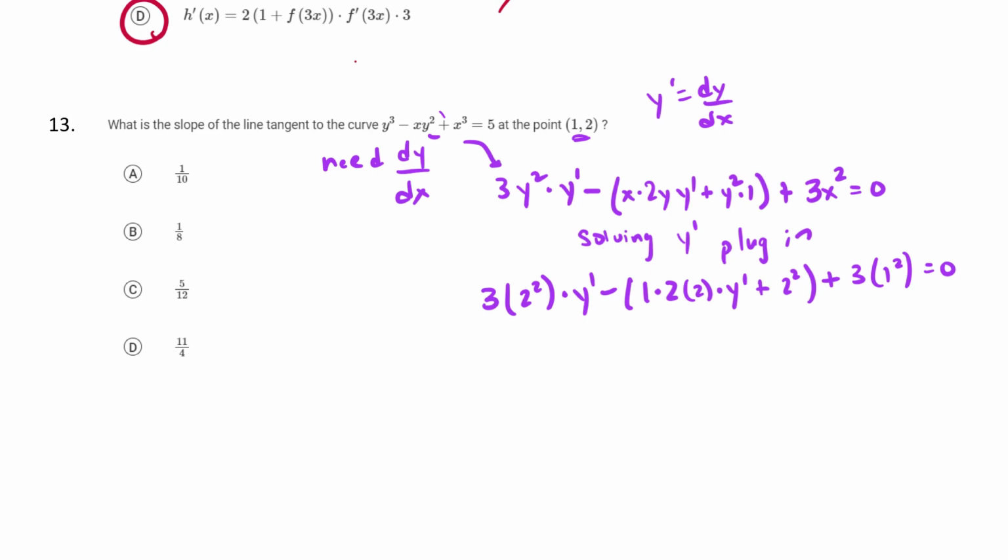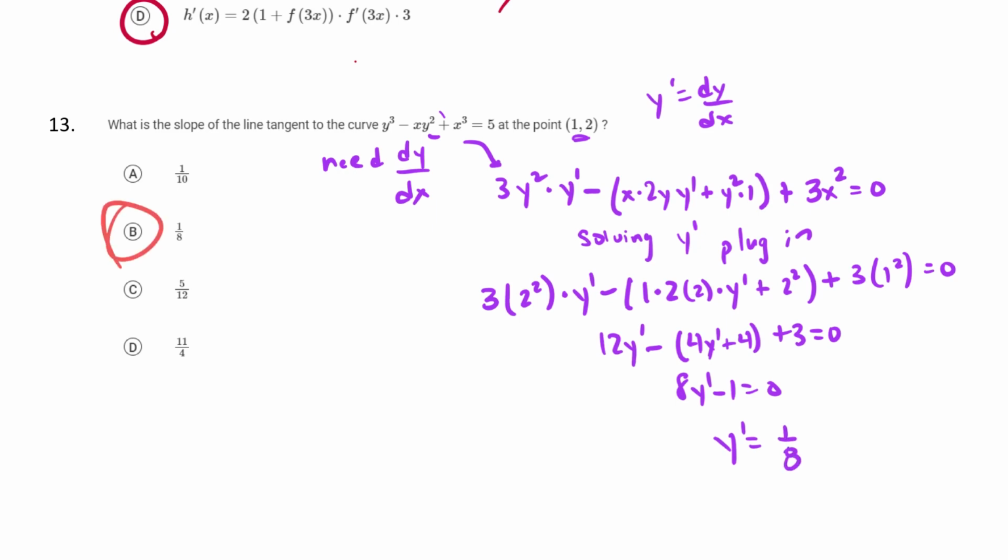Solving all this, I will end up with 12y prime minus 4y prime plus 4 plus 4 plus 3 equals 0. So I end up with 8y prime minus 1 equals 0. So y prime is going to be 1/8. And let's see, is that one of our answer choices? There you go. All right, let's move on to the next page.